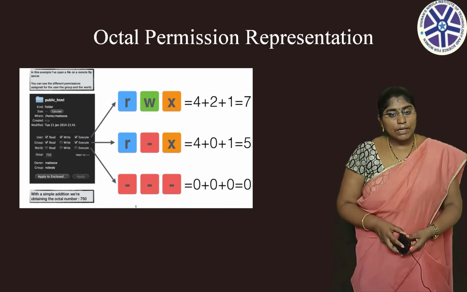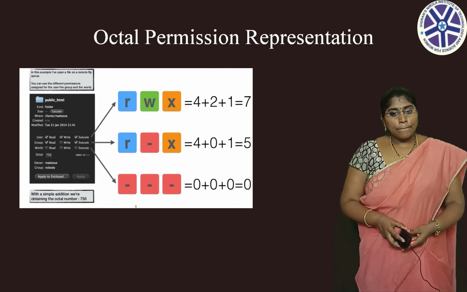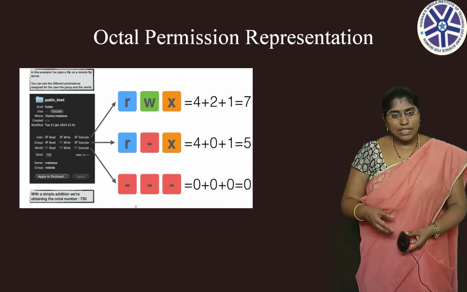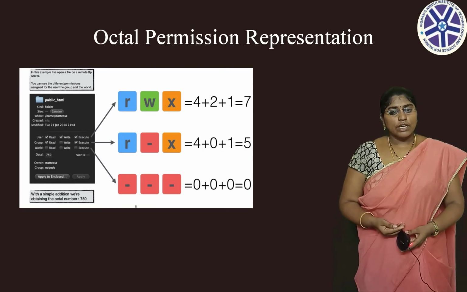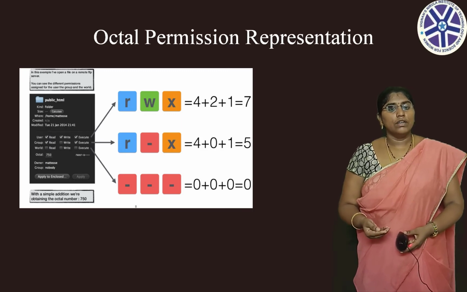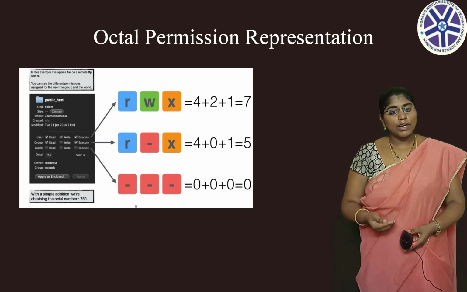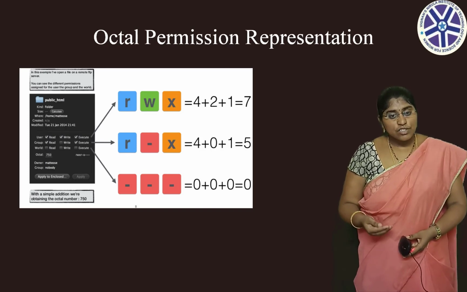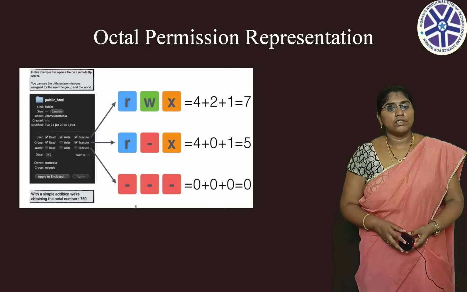Here 7 can be represented by the absolute mode representation, rwx. And 5 is r-x. So it is the octal representation. By using the chmod command, you can change the octal representation of a file to normal file permissions.